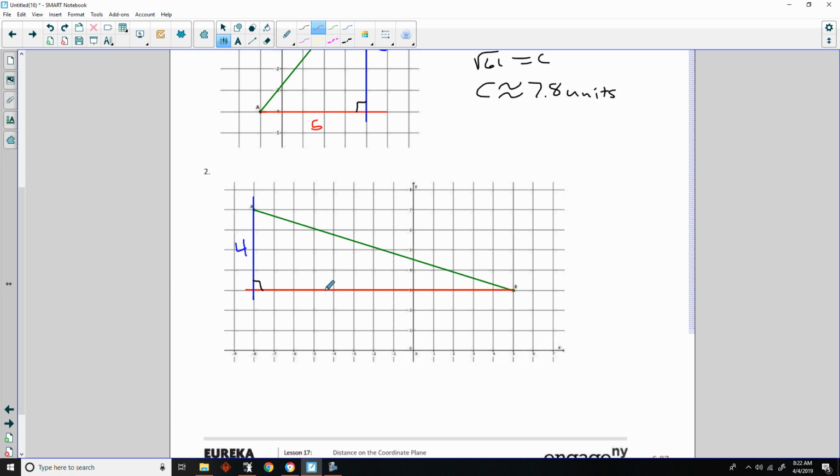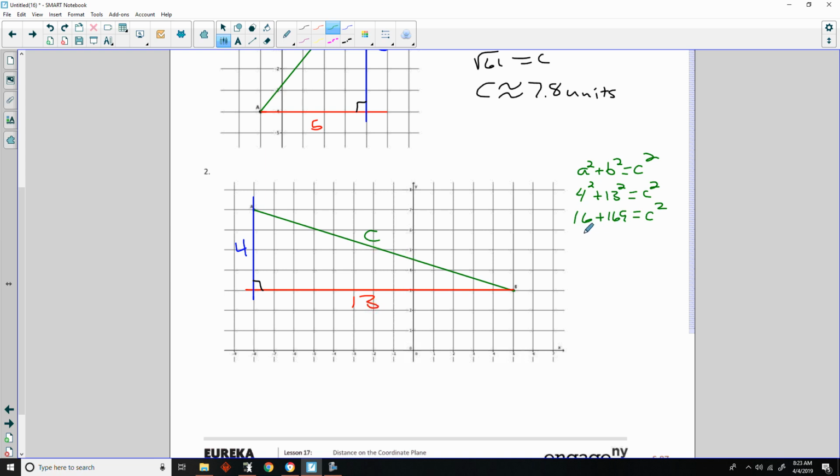1, 2, 3, 4, 5, 6, 7, 8. 8 and 5 is 13. And this is my C. So it's going to be A squared plus B squared equals C squared. 4 squared plus 13 squared equals C squared. 16 plus 169 equals C squared.